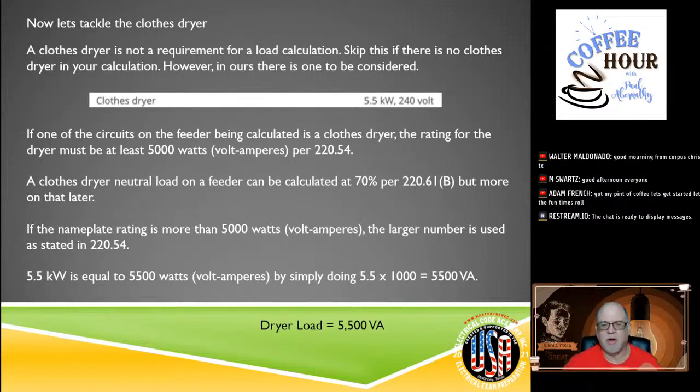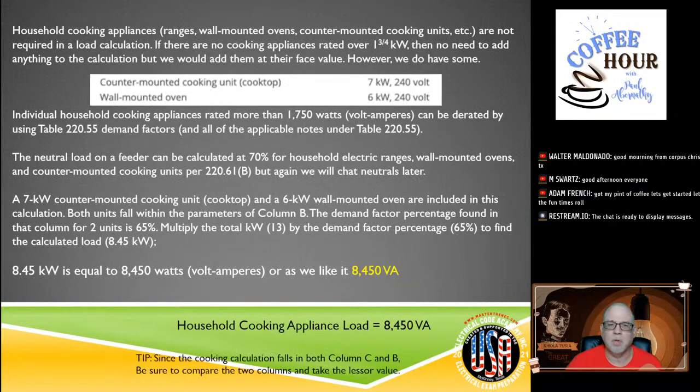All right. So that's our contribution for dryers. 5,500 VA. Write that down. Jot it on your sheet. Move on. Now we're going to get to the cooking. Household cooking appliances are not required in a load calculation. Did you know that? If you have cooking, you account for it. If you don't have cooking, you don't account for it. Although I don't know any single family dwelling and I don't know of any calculation anywhere, whether it's for an exam, that would not have cooking.